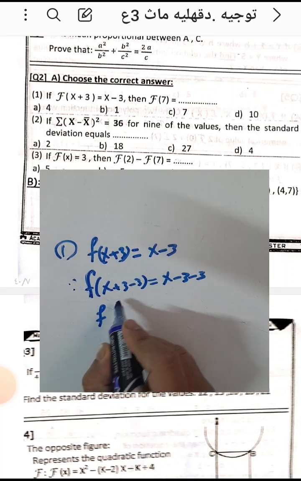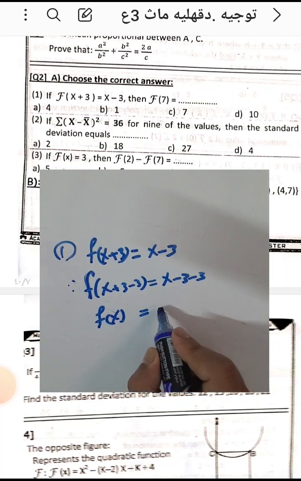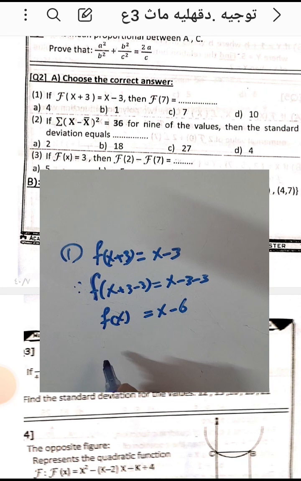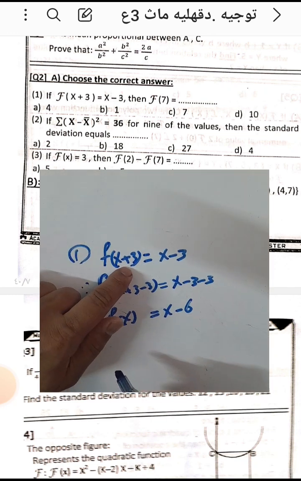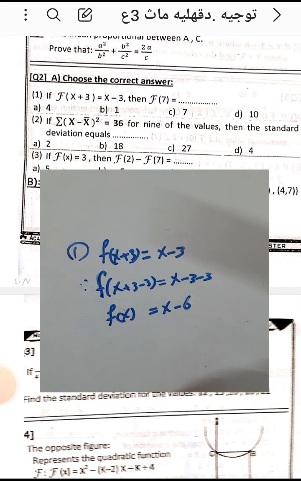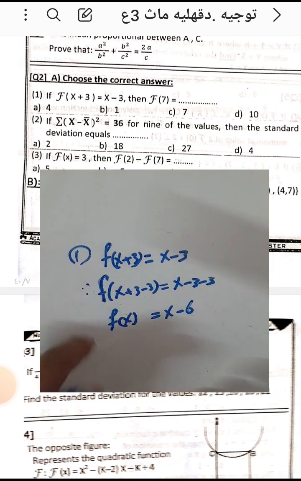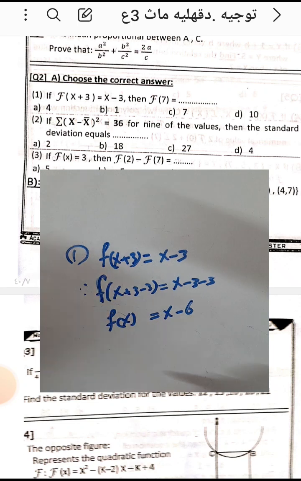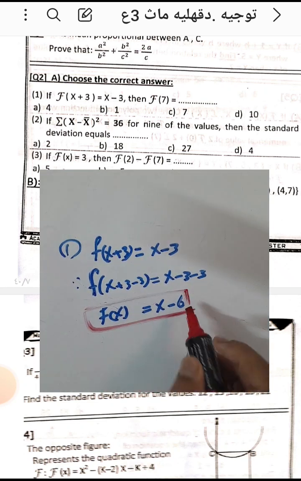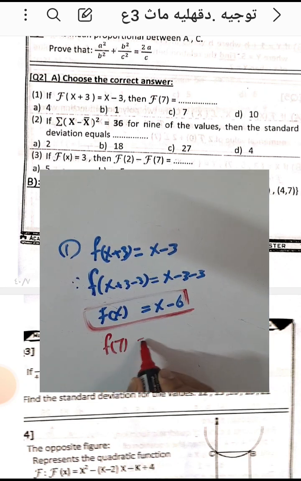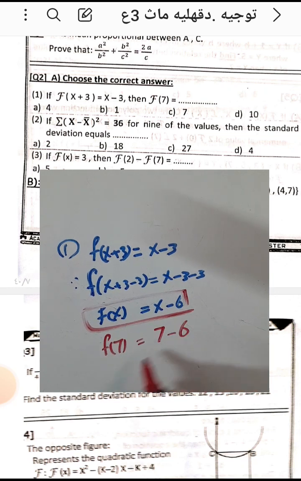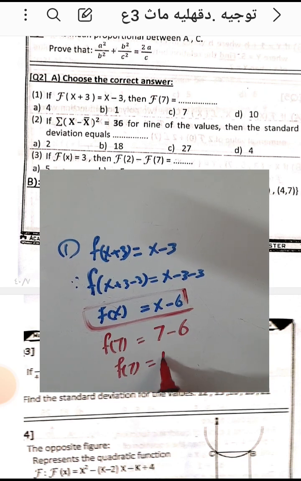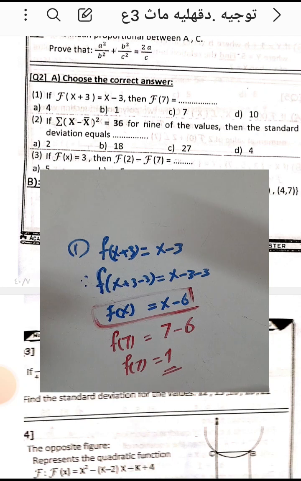Then f of x, it will be x minus 6. Again, we must cancel 3 here by the additive inverse of 3, it will be negative 3. Then the result here, f of x equals x minus 3 minus 3, it will be x minus 6, is the function. And then we want to find f of 7, we must put x equals 7, 7 minus 6, then f of 7, it will be 1. The result about this example, choose letter B.